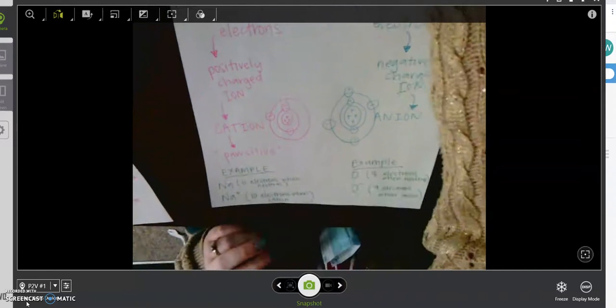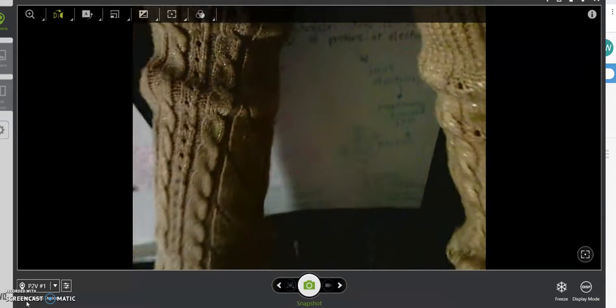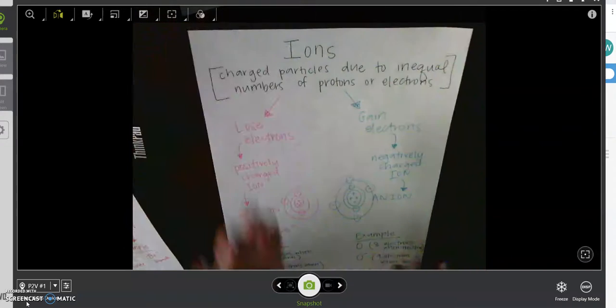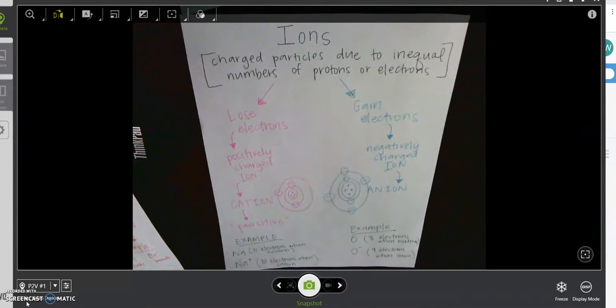So let me zoom you back out so you can see everything at once. It needs to be a little taller, doesn't it? So if you need to pause the video to write any of this down to be able to have this as a reference, please do so.